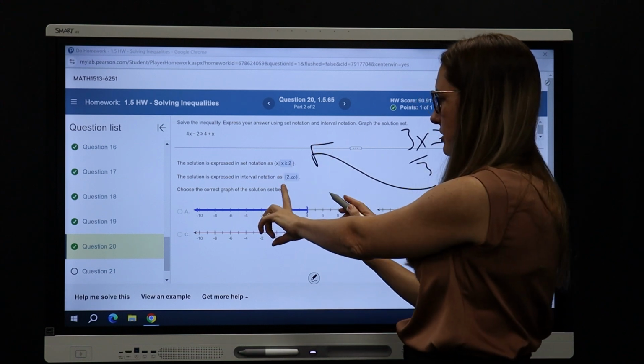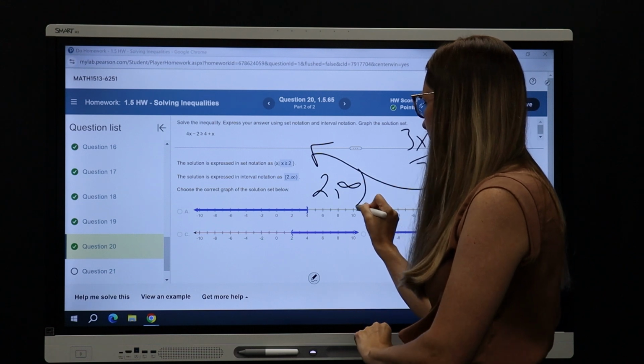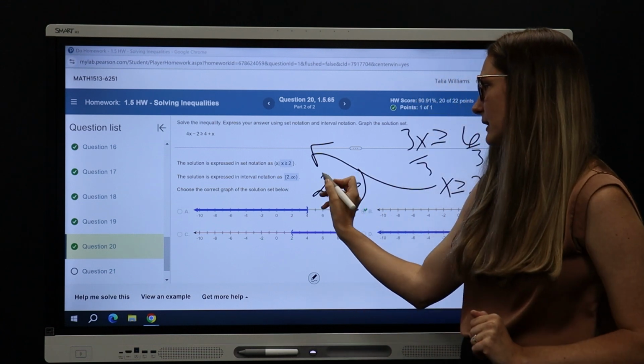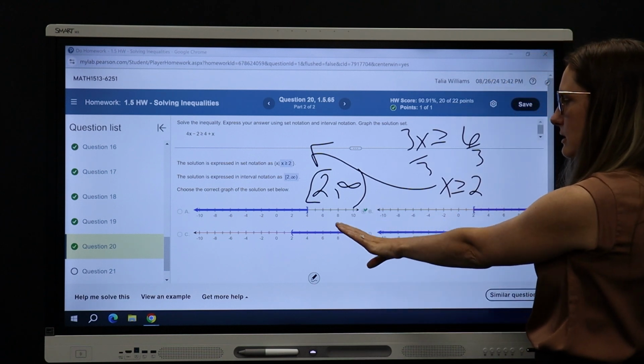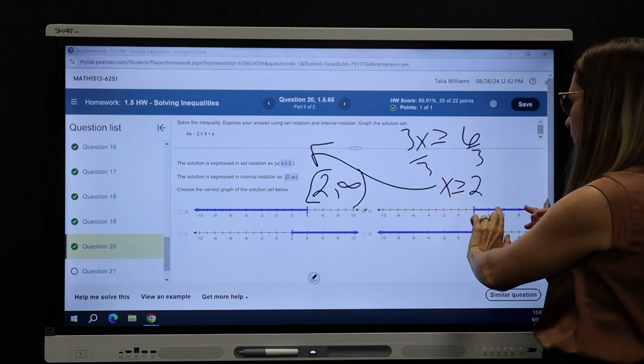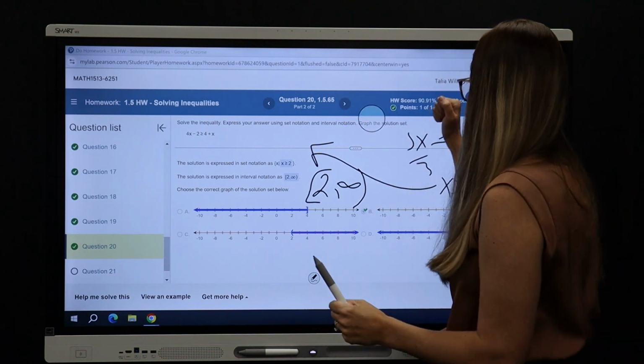Then we had to change it to our interval notation. So I had 2 to infinity. Infinity always gets parentheses. Since it was equal to, we gave this a bracket. And then we looked at our graphs that went to positive infinity, and since ours was equal to, we grabbed our one that had the bracket. Now let's go ahead and finish this lesson up.